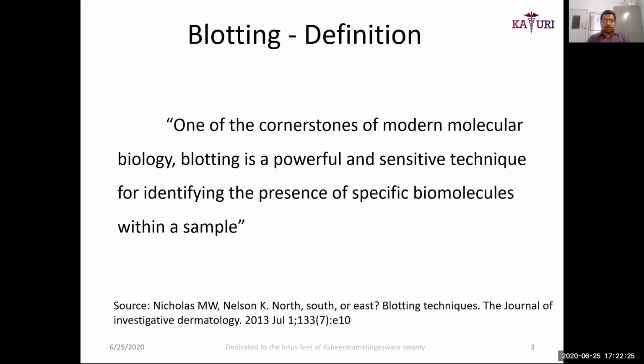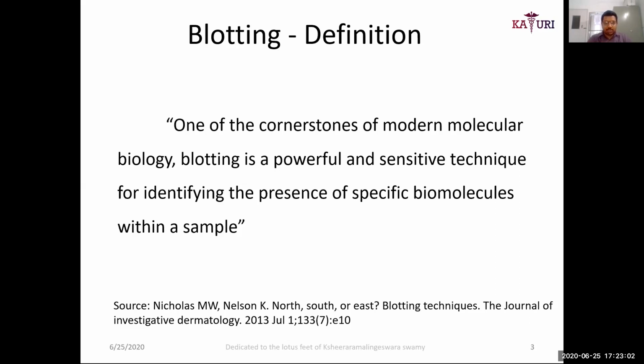One of the cornerstones of modern molecular biology, blotting is a powerful and sensitive technique for identifying the presence of a specific biomolecule within a sample. The blotting technique helps you find out whether a biomolecule, be it DNA or RNA or a protein of your choice, is present. So you know the identity of the molecule, and you want to tell whether the DNA, RNA or protein is present in the sample given to you or not. Then you need a blotting technique.